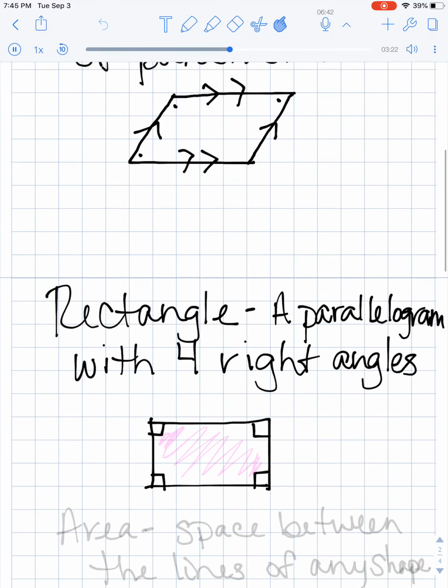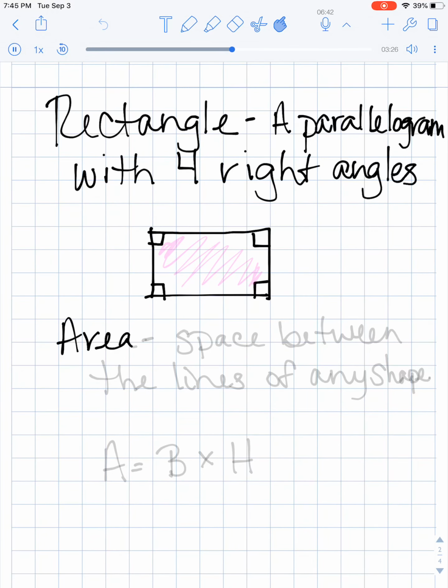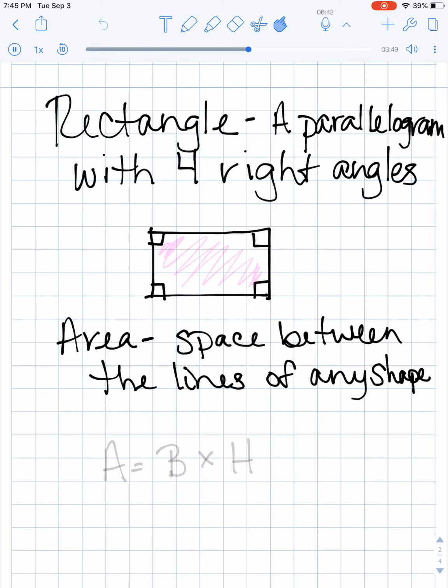Okay. And finally, area. An area is just the space between the lines of any shape. So basically, any of this area in here, inside that shape, is going to be the area. Okay?